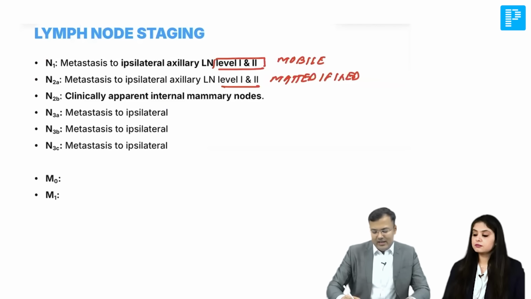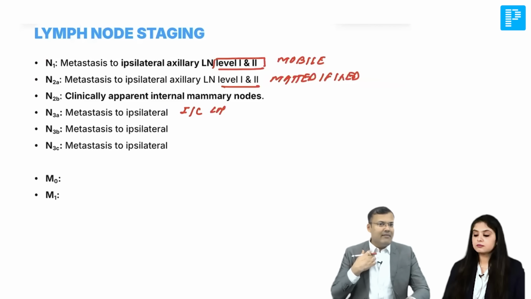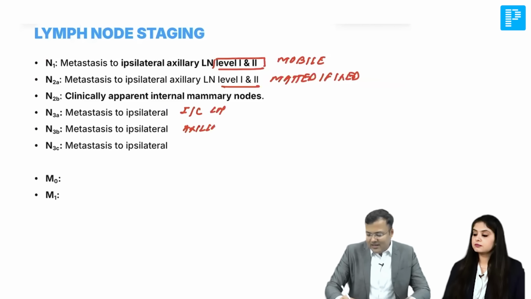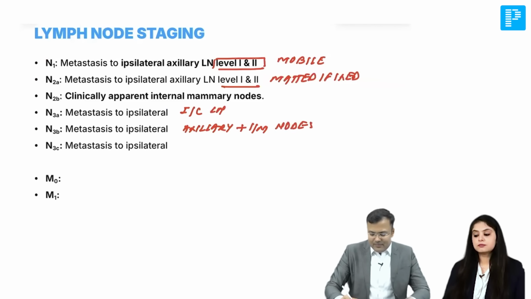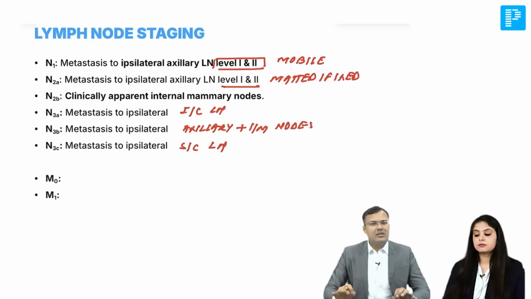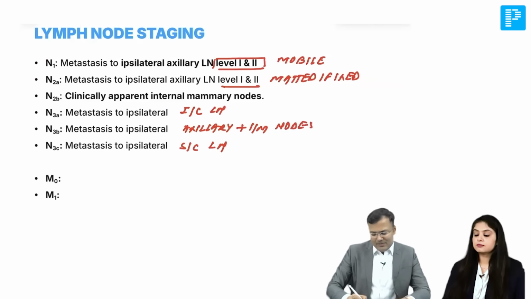What is N3A? Here, involvement of ipsilateral infraclavicular lymph node. If it is N3B, here there is involvement of ipsilateral axillary plus internal mammary nodes. And obviously what is N3C? Whenever there is involvement of ipsilateral supraclavicular lymph node. Most easiest is metastasis. So M0, there is no metastasis, and M1 means patient is having distant metastasis. So this is TNM classification.